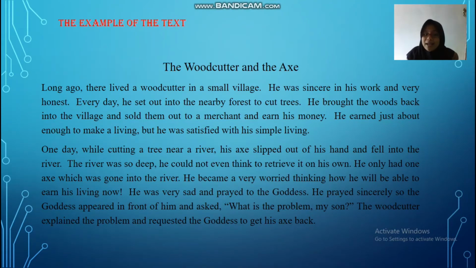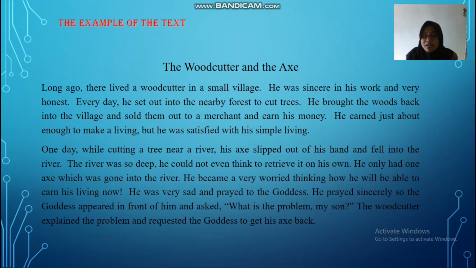One day, while cutting a tree near a river, his axe slipped out of his hand and fell into the river. The river was so deep, he couldn't even think to retrieve it on his own. He only had one egg which has gone into the river. He became very worried, thinking how he would be able to earn his living now. He was very sad and prayed to the goddess.